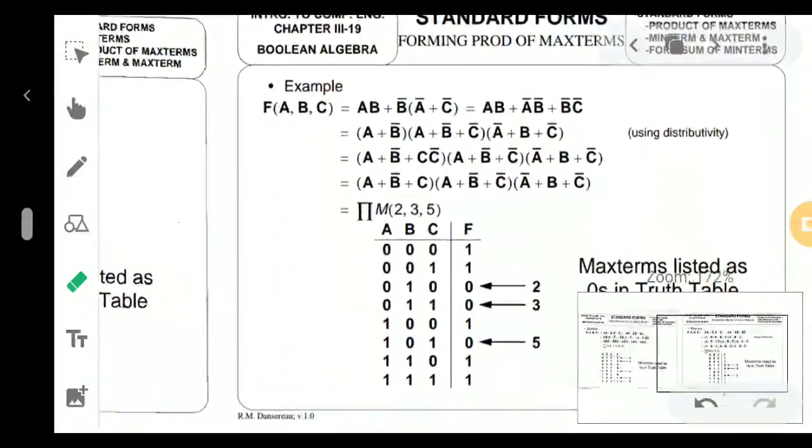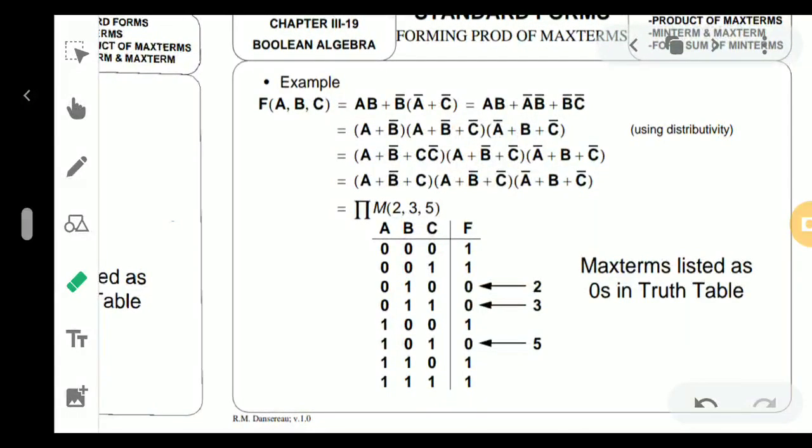Again the same expression is given, that is AB plus B bar into A bar plus C bar. So you are again multiplying. Using the distributive property over here we can write it down. It is A plus B bar, A plus B bar plus C bar, and it is A bar plus B plus C bar. We have applied over here the distributive property. And now after writing this, if we multiply these two terms, we are getting these values.